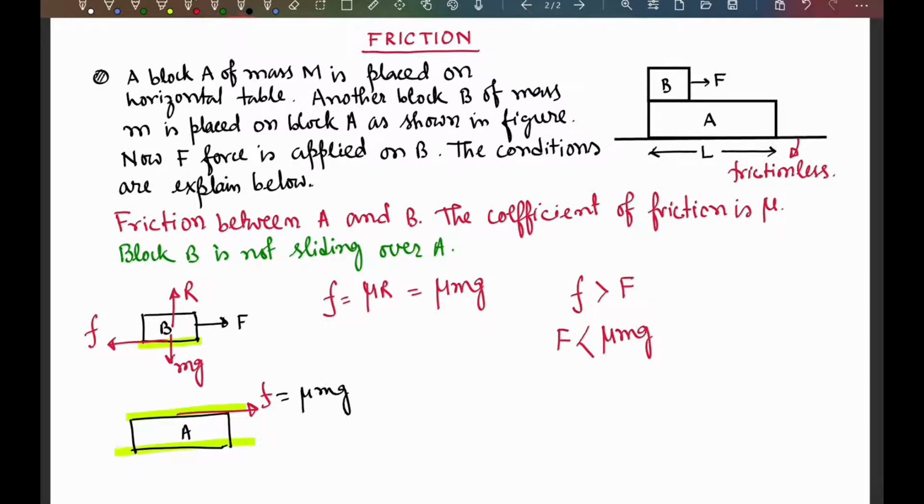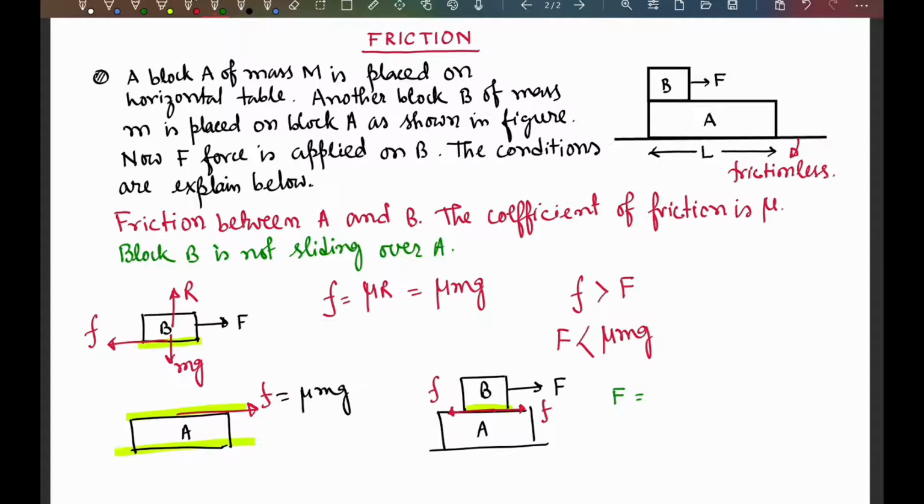As block B is not sliding over block A, if we consider A and B as a total system, then the frictional force behaves as an internal force only. Suppose this is block A, this is block B, force F is acting, that is the external force, and in this direction is the frictional force acting on B by A, and similarly in this direction, towards the right, the frictional force acting on A by B. These frictional forces are considered internal forces, and here there is no friction between block A and the surface. Therefore, the net external force acting on the system is F.